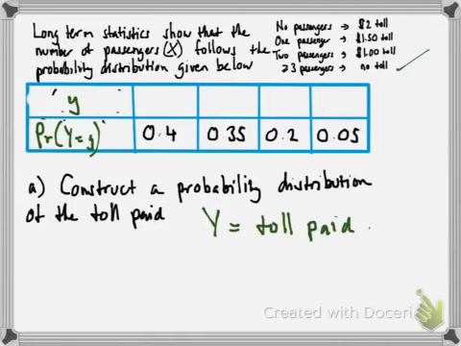So we know that the probability of there being no passengers is 0.4, therefore we replace that with $2. Probability of one passenger is 0.35, so we're going to put 1.50 up there for $1.50. The probability of there being two passengers is 0.2, change that to 1. And probability of there being 3 or more passengers is 0.05, so we're going to put 0 there because there's no toll. So straight away we've converted that into a probability distribution for the toll paid.